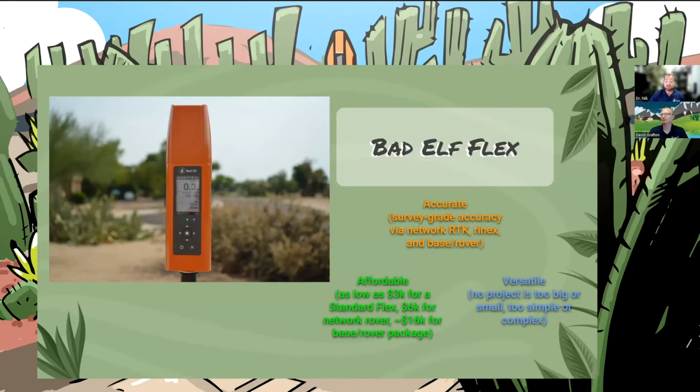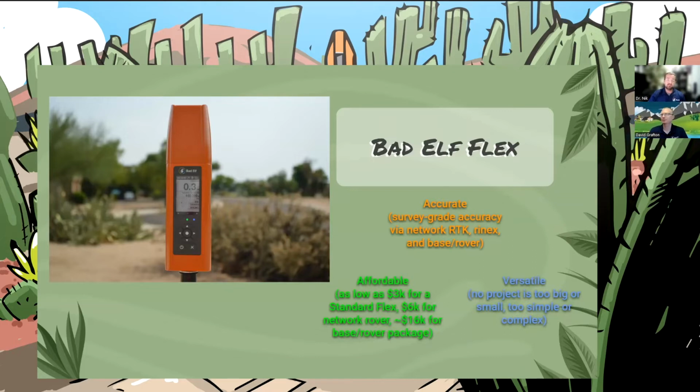Now, one thing I do want to make mention of is that I say roundabout, because if you are, for example, a government agency, we do have GSA and educational discounts if you're part of a government, educational, or nonprofit organization. And so we are extremely affordable. Obviously, versatility is also a very important feature. No project is too big or small, too simple or complex.